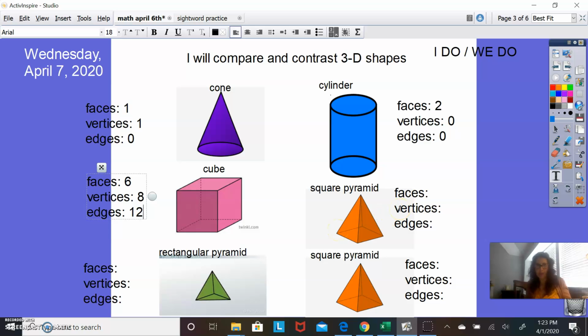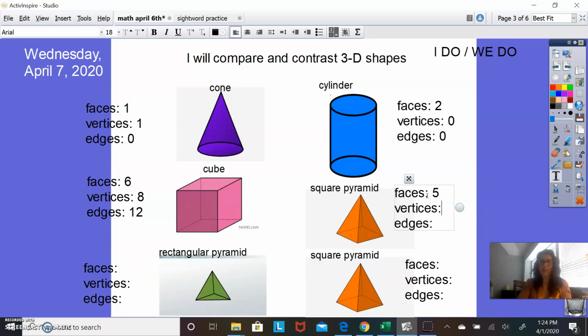Now we're going to talk about the faces, vertices, and the edges for this shape. So let's take a look at our square pyramid. And if we count the faces, there's one square base. And then there are 1, on the other side 2, on the other side 3, on the other side 4 triangular faces. So that's a total of 1 square base and 4 triangle faces. That would be 5.